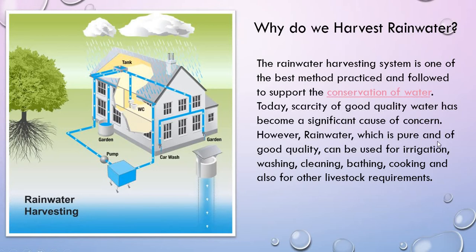However, rainwater, which is pure and of good quality, can be used for irrigation, washing, cleaning, bathing, cooking, and also for other livestock requirements. As you can see in the picture, this is a rainwater harvesting system.